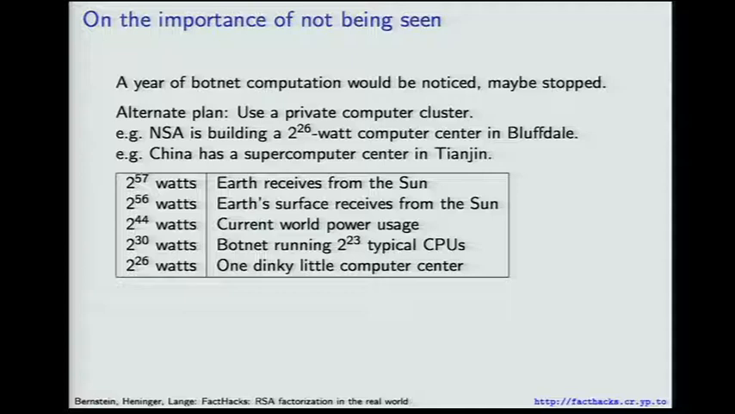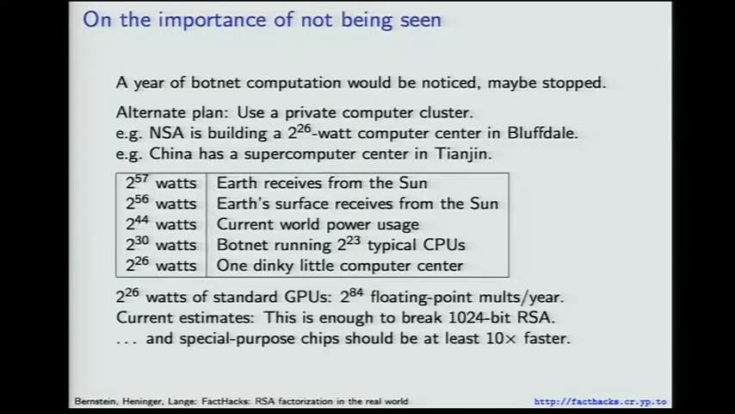But again, it's not just data storage. You don't make a 65 megawatt power station to just store data. If you just take standard graphics processing units and run 2 to the 26 watts of those, that will do about 2 to the 84 floating point multiplications per year. And then you have to figure out what exactly the operations involved here are. This should be enough to break 1024-bit RSA.